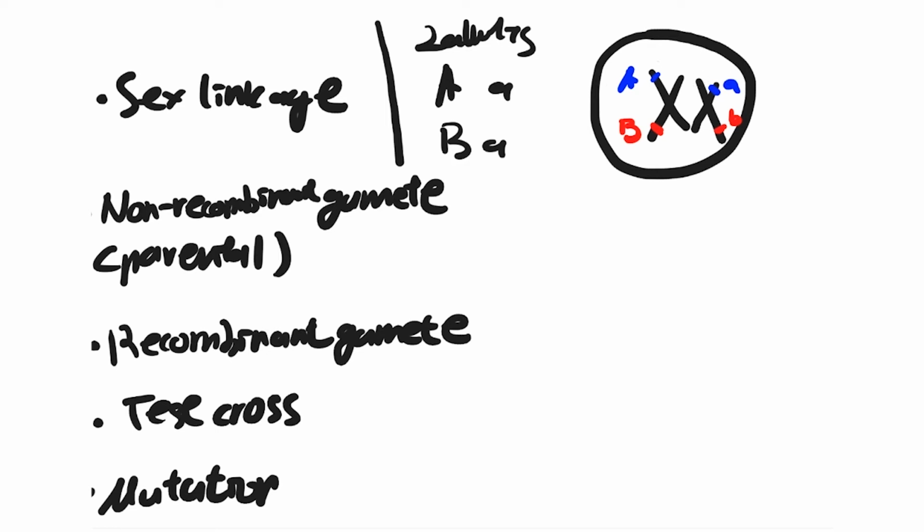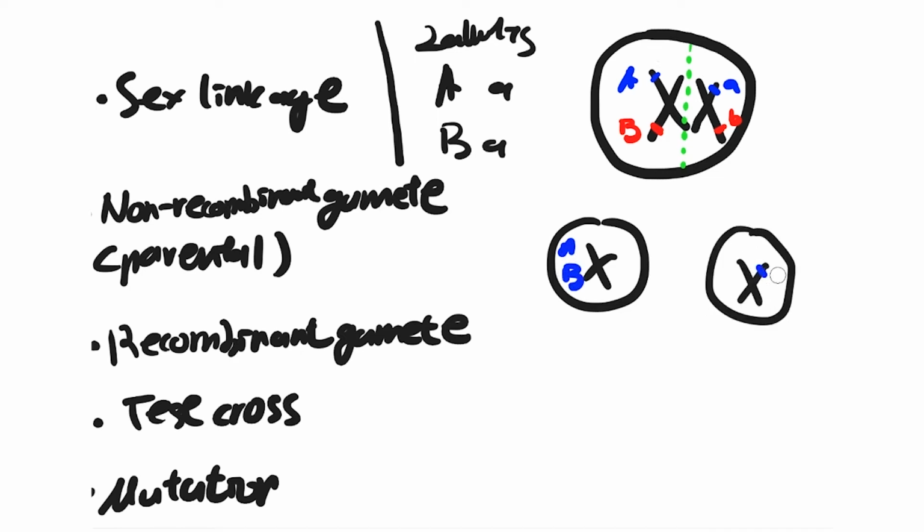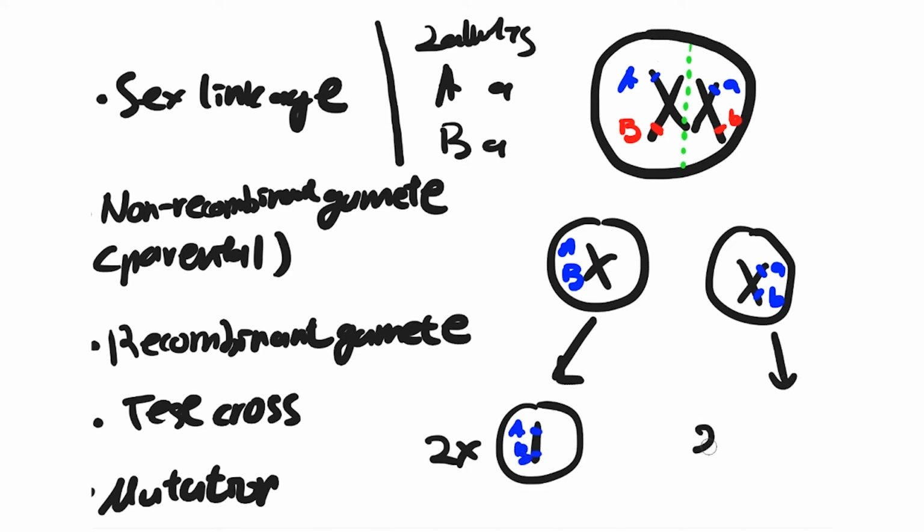Remember that first the homologous chromosomes separate. So we're going to have big A, big B, and small a, small b, and when this splits again, we're going to have two of big A, big B, and two of small a, small b. So these are the things that we're going to get.